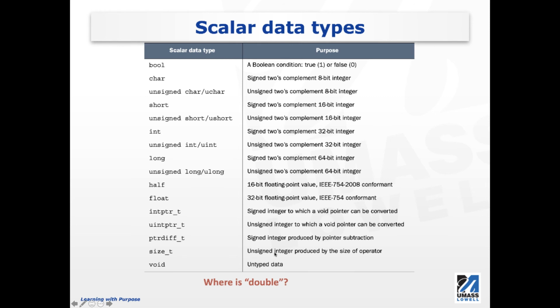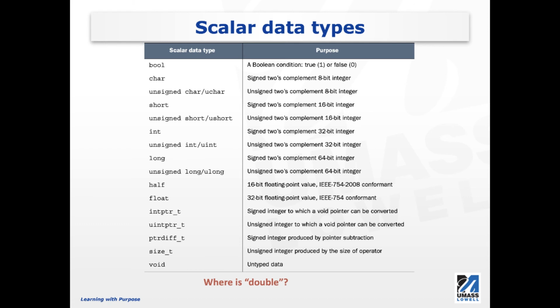size_t is an integer produced by the sizeof operator. You can figure out the size of a data type, for example, integer or float. And lastly, void is untyped data.